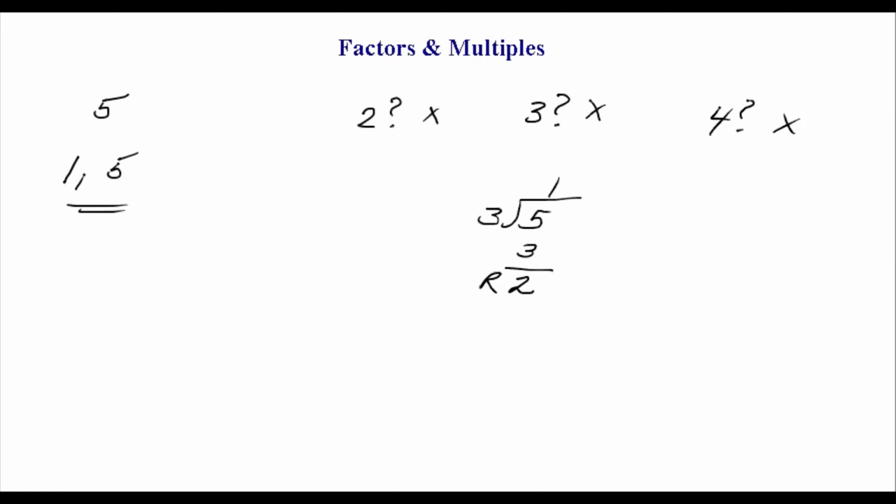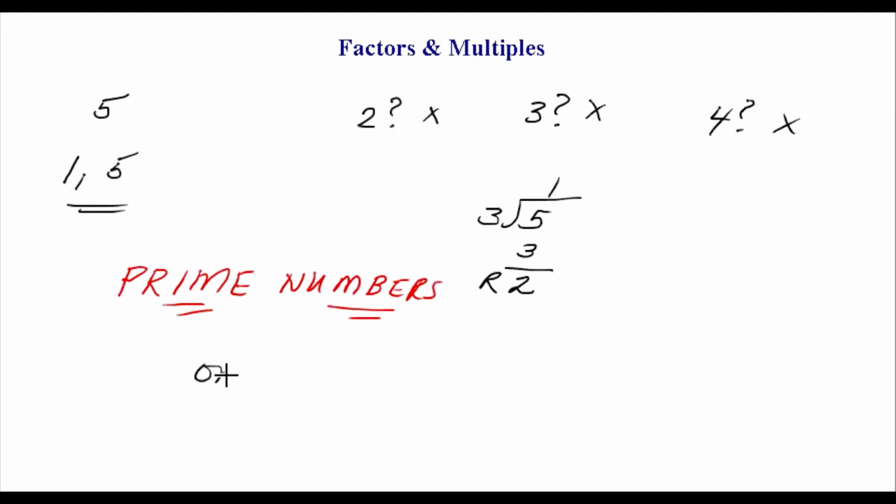In fact, there is a special name for this. They're called prime numbers. Now, what is this that I'm talking about? What is a prime number? A prime number is a number which has as its factors only 1 and itself.